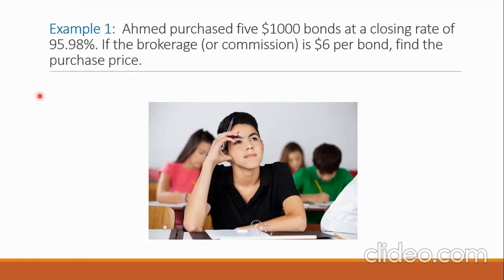Let us see example 1. Ahmed purchased 5 $1,000 bonds at a closing rate of 95.98%. If the brokerage or commission is $6 per bond, find the purchase price.